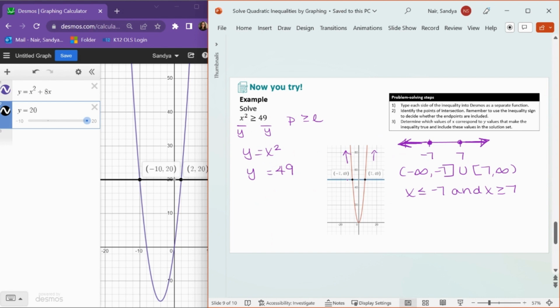So if I were to write that in interval notation, it'd be -infinity to -7. -7 is included because I have a greater than or equal to sign. And then I use the union symbol for the interval from 7 to +infinity. Once again, 7 is included with a square bracket because of my inequality sign. If I was going to write this as inequalities, I'd have x is less than or equal to -7 and x is greater than or equal to +7.